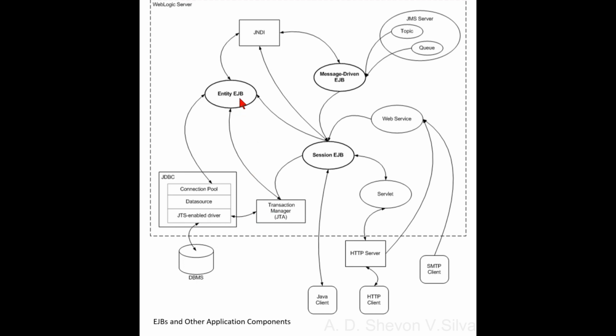and Entity EJB interacts with JNDI here, and JNDI interacts with Session EJB, and JNDI interacts with Message Driven EJB, and topic and queue are connected to Message Driven EJB. Topics and queue are inside JMS server. Message Driven EJB is connected to Session EJB.